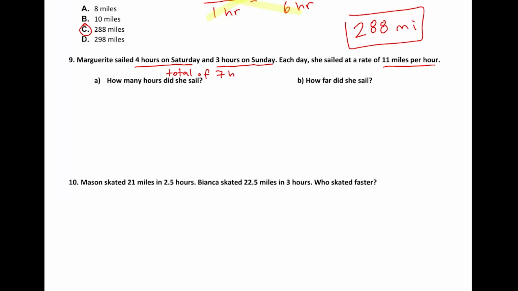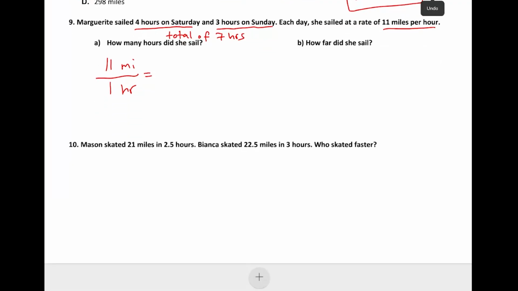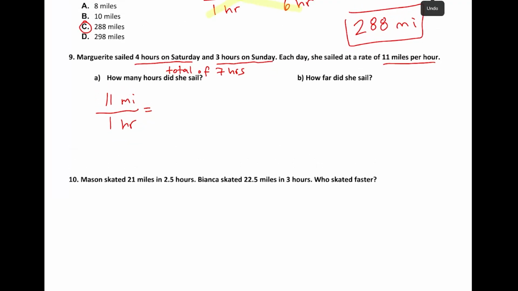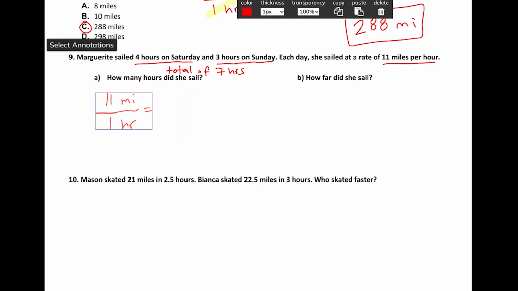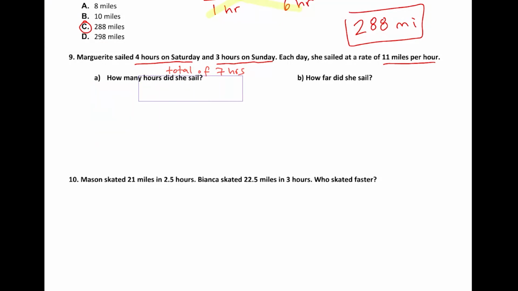of 7 hours. And it does say each day was 11 miles per hour. So it's going to be the same on both of those. So let's start with that 11 miles per hour. And we want to know how many hours did she sail? Wait a minute. How many hours did she sail? Oh, well, we already answered that question. I was thinking it was going to ask how far did she sail, but that's part B. So this is going to kind of walk us through it, actually. So yeah, total 7 hours.